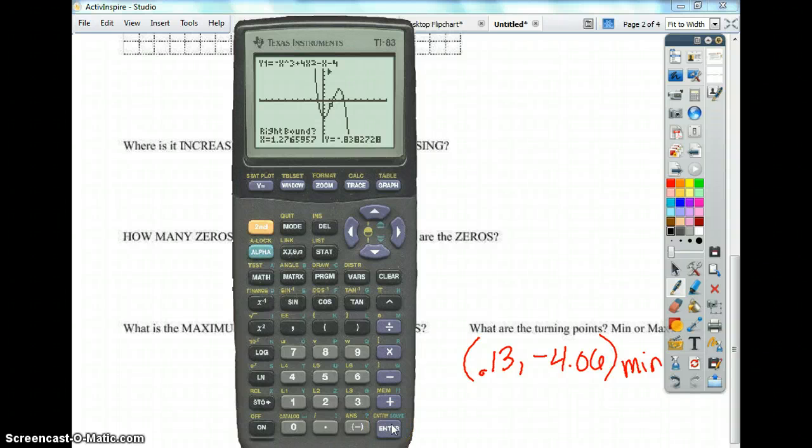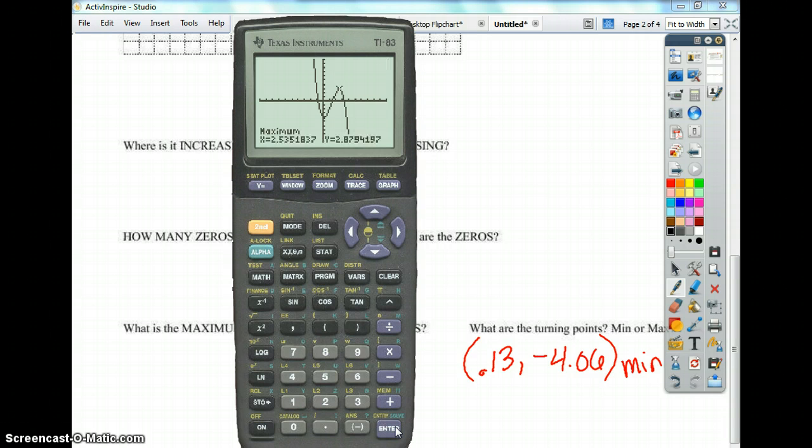Thanks, Ms. Mal. Once you get your cursor to the left, hit enter, and now put your cursor to the right. And hit enter. You don't really need to take a guess. It'll do it for you.